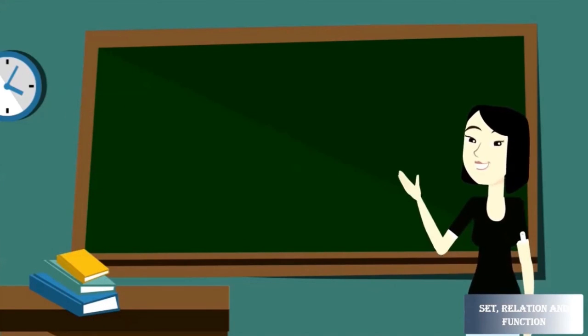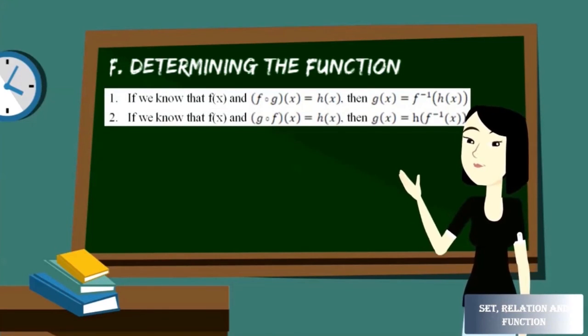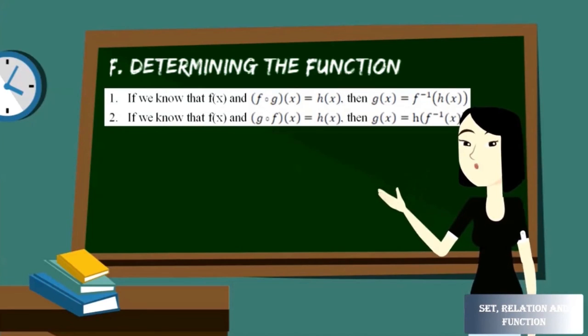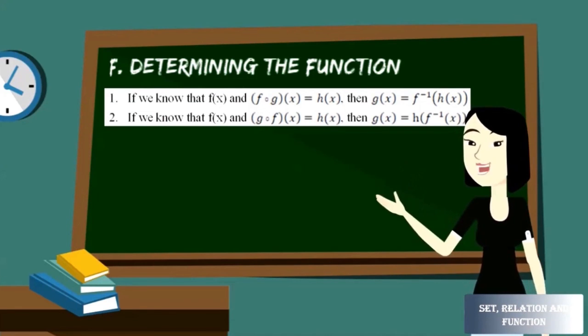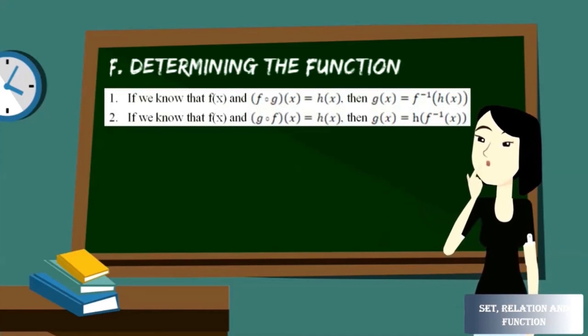And the last is we will talk about determining the function. First, if we know that f(x) and f of g(x) is equal to h(x), then g(x) is equal to f inverse of h(x). Second, if we know that f(x) and g of f(x) is equal to h(x), then g(x) is equal to h of f inverse (x).